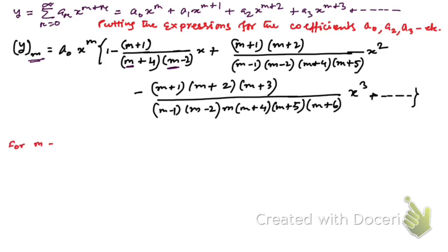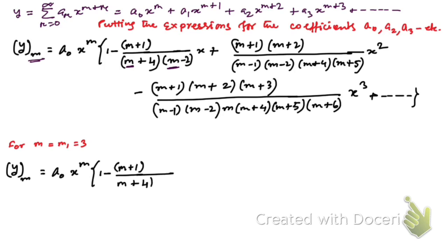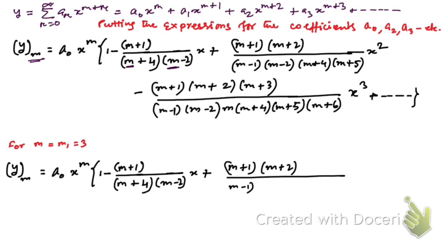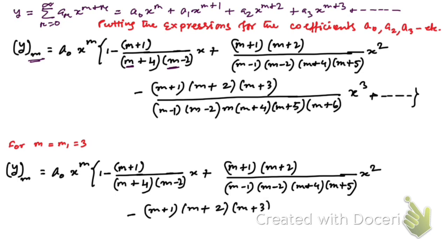Now for m equal to m1, we have taken plus 3 as m1. So ym is equal to this. Let me write ym is equal to this first. I'm going to show you how to obtain ym for m equal to 3. So this is the series we have got, right? This is the result we have got.